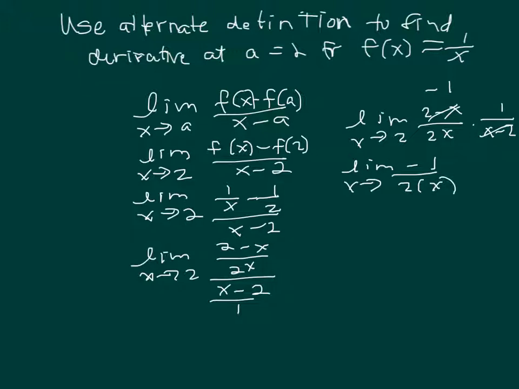x. All right, so now I can substitute, and so that's going to be negative 1 over 2 times 2, which comes out to be negative 1/4. And that was the same answer that we got earlier with the initial definition.